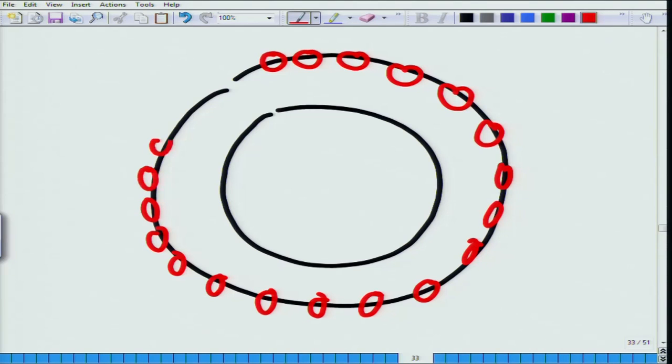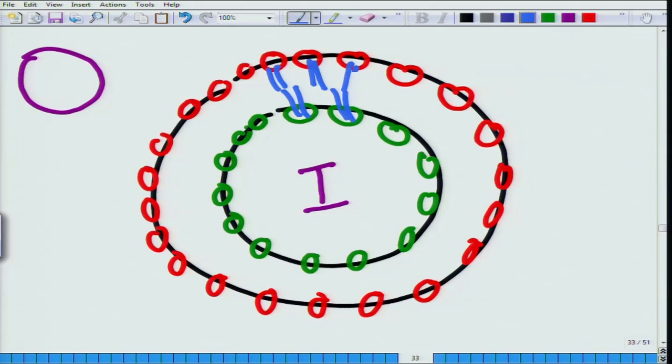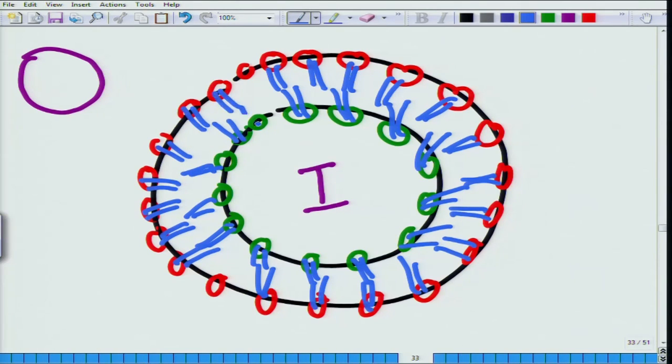So, these are the polar head groups which I showed. These are the polar head groups of the lipids which are facing the two sides, and I am showing inside the cell and outside the cell, and you have these fatty acid chains or hydrophobic tails which are facing inward in order to minimize the energy. So, why did I draw it like this? In order to understand this, I have to take you to a very, very old experiment.